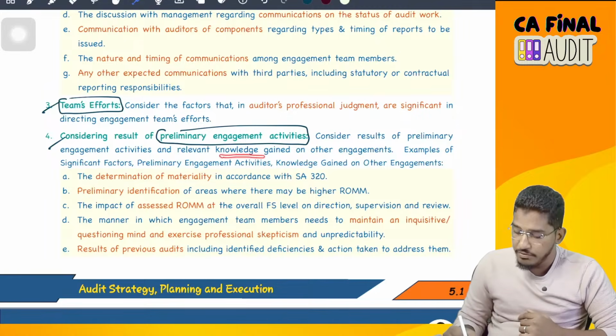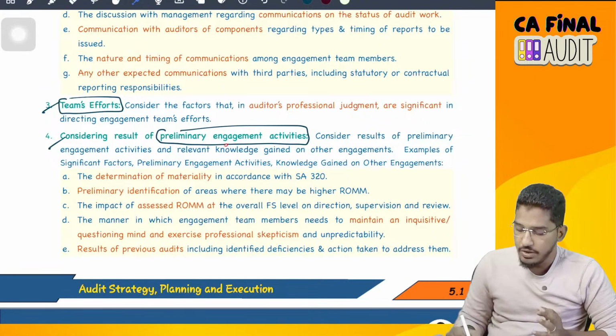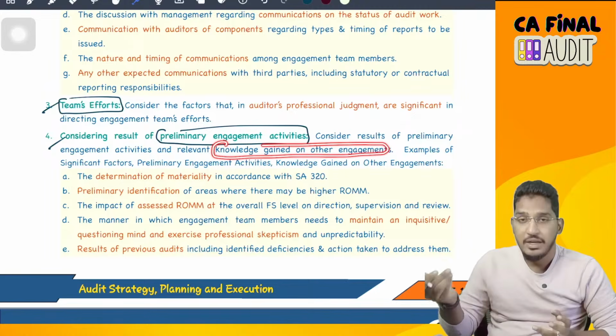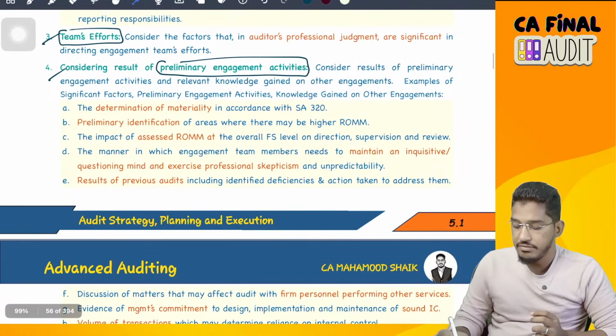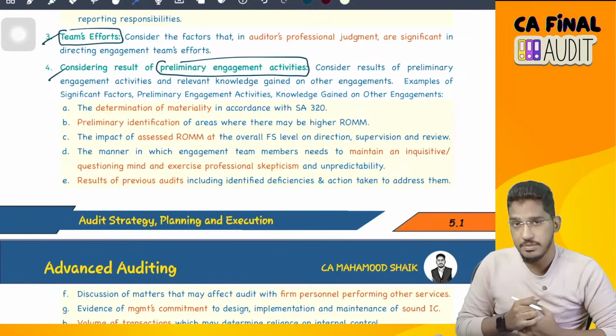And also, if you have performed any other engagements for the client in the past, you can use the knowledge gained from those other engagements also. Like what kind of knowledge, sir? What kind of information regarding preliminary engagement activities, or what kind of knowledge gained from other engagements can I use?